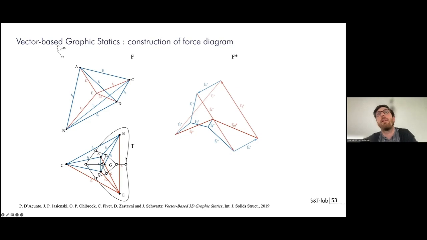And you will tell me, yeah, but there are many ways to planarize the graph. You did it like this, but I can move the nodes and do it another way. And the answer is yes. You have many different possibilities to planarize the graph. So that is leading to different force diagrams.